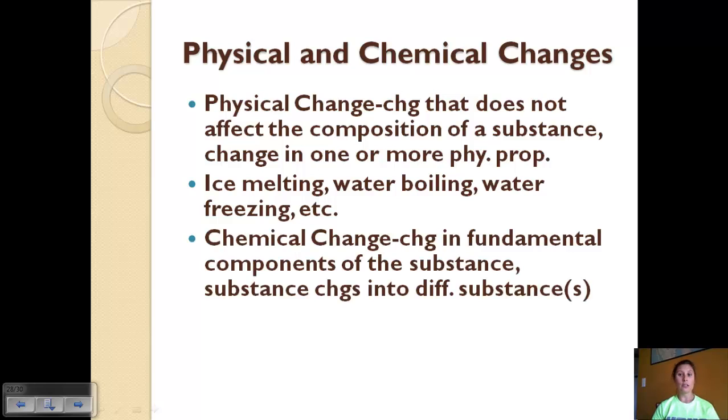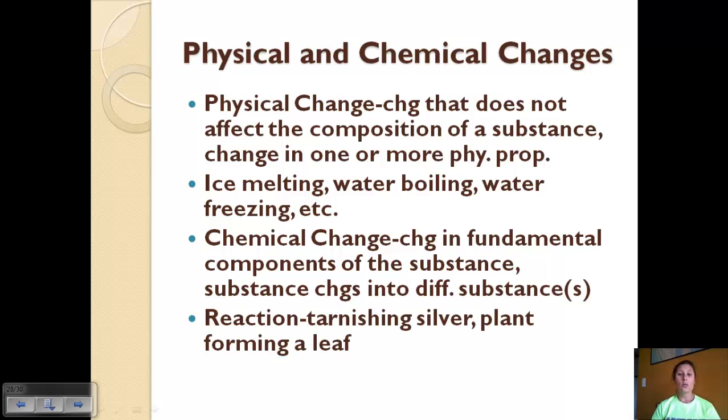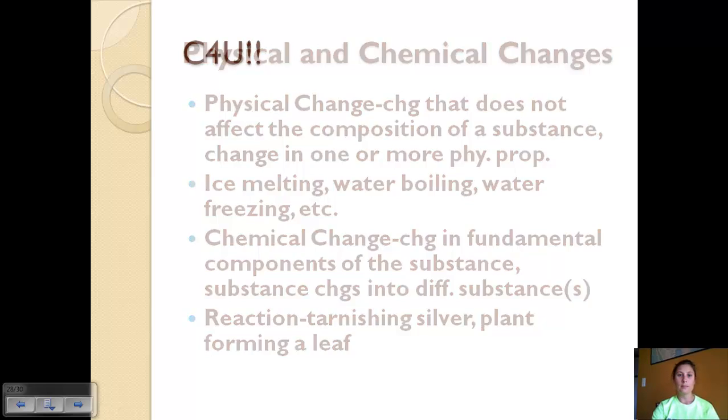As far as a chemical change, this is a change in the fundamental components of the substance. So the substance changes into a different substance. We are rearranging the way that the atoms are bonded together. So we're forming something new. So any sort of reaction, tarnishing silver, a plant forming a leaf, you getting taller, all of those things are rearranging the atoms, and it's a chemical change.